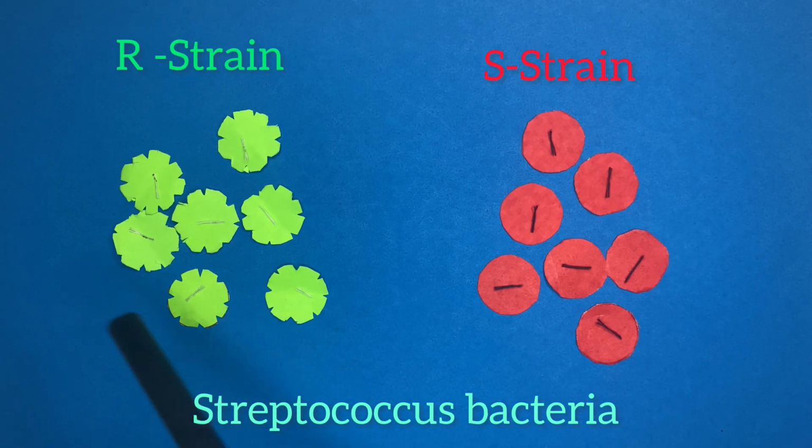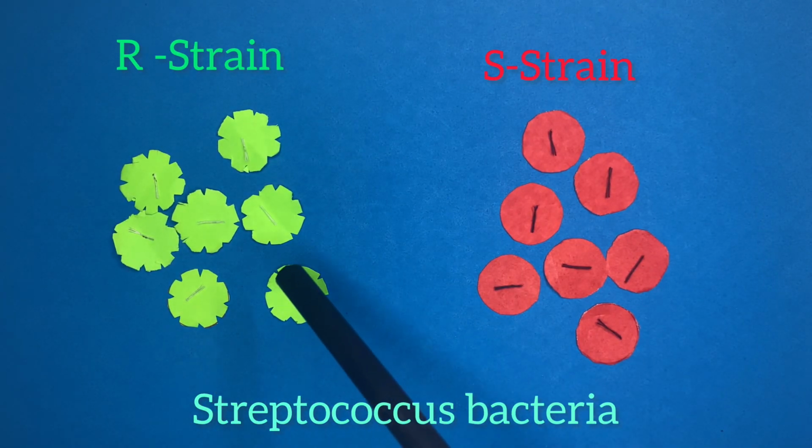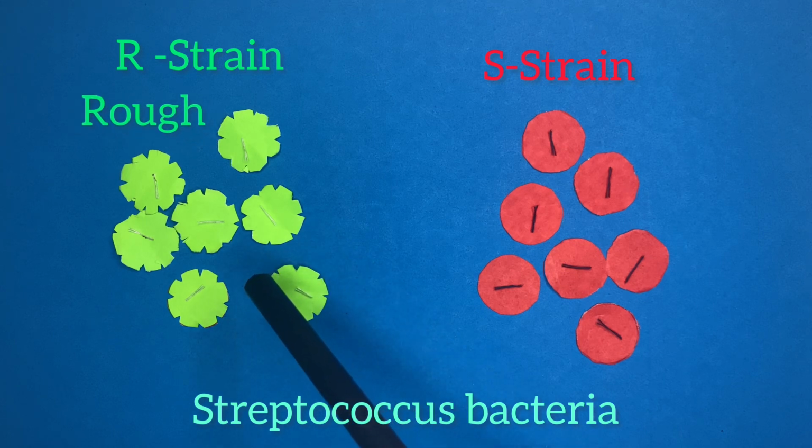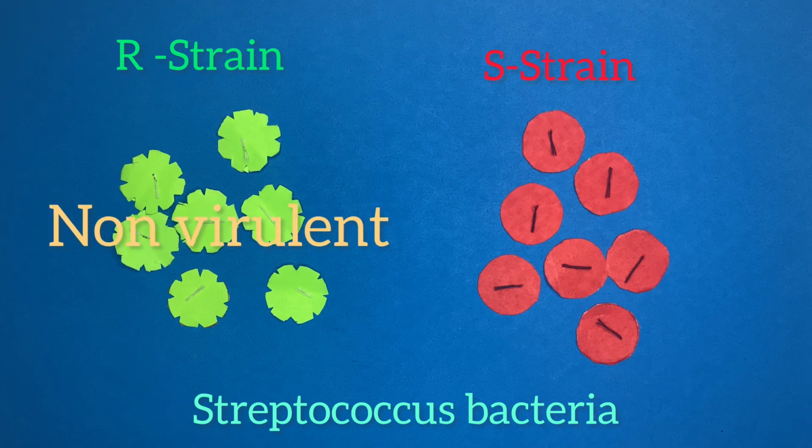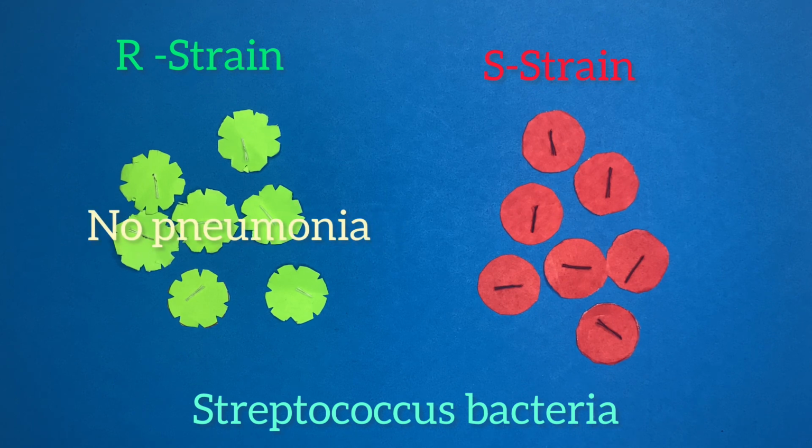The R strain bacteria formed colonies that had well-defined edges and a rough appearance. The rough appearance was due to absence of the polysaccharide capsule produced by the bacteria. The R bacteria were non-virulent, meaning that they did not cause sickness when injected into a mouse.